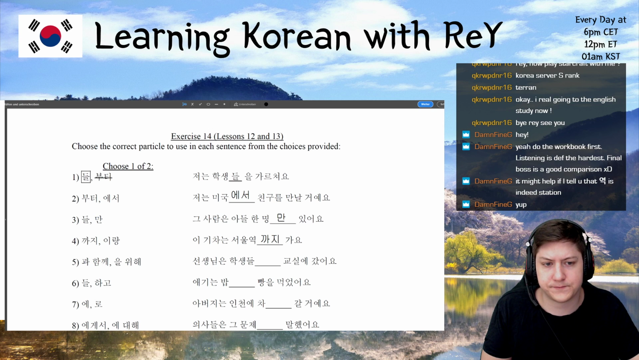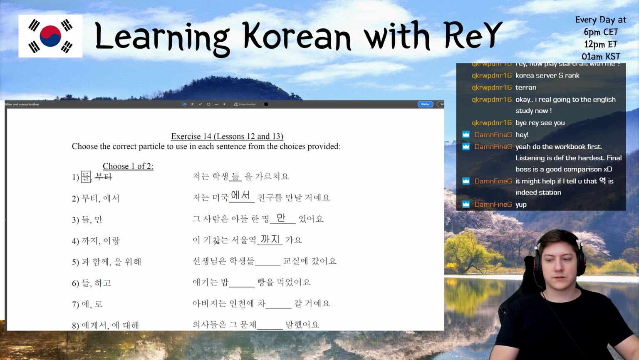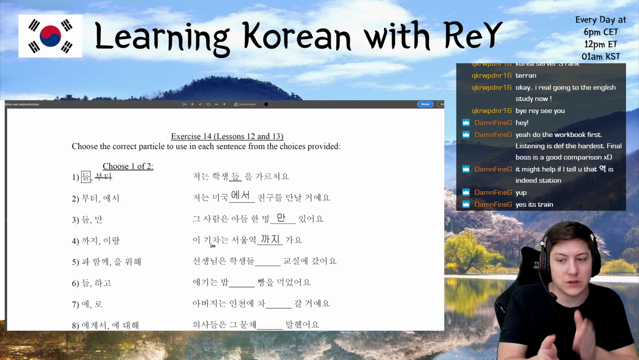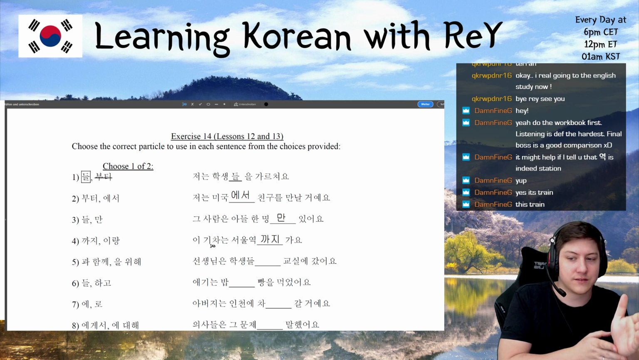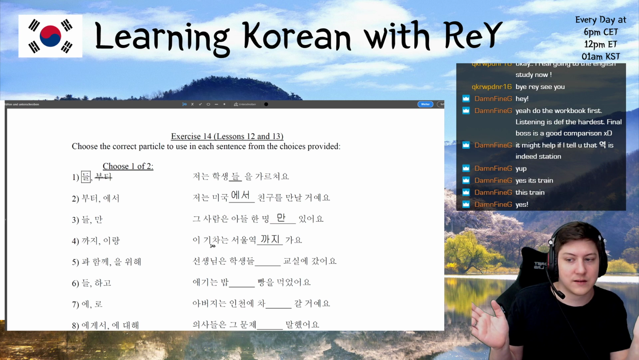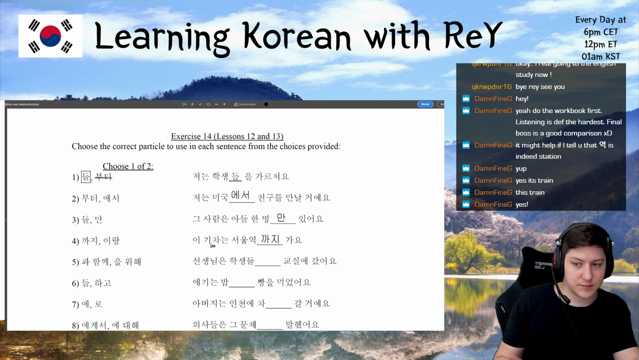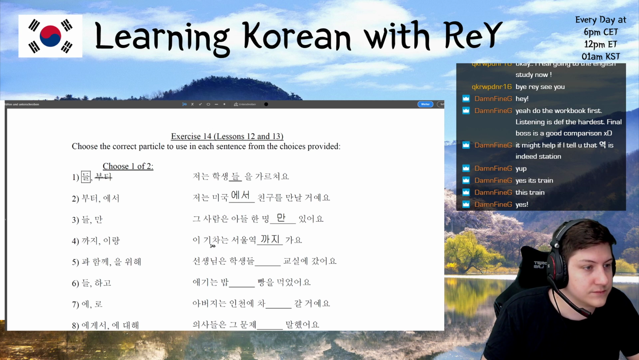Okay, so I still don't know what 기차 is. Do you know, Damn Fine G? Do you know what 기차 is? It's probably this train will go until Seoul. That's my guess. This train will go until Seoul Station. That's my full guess. It's train, this train.